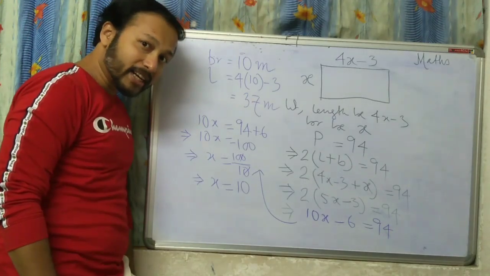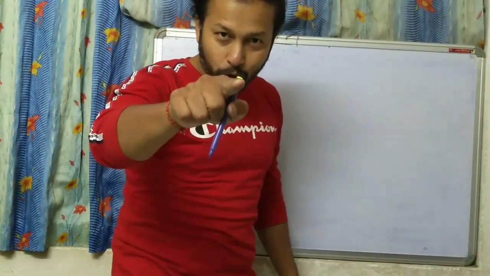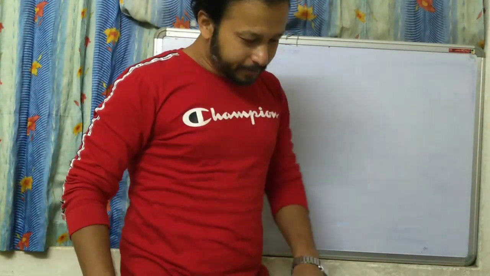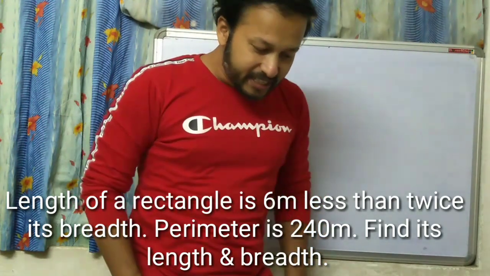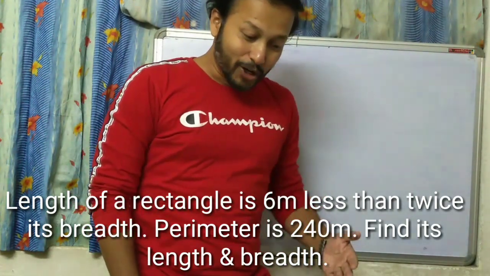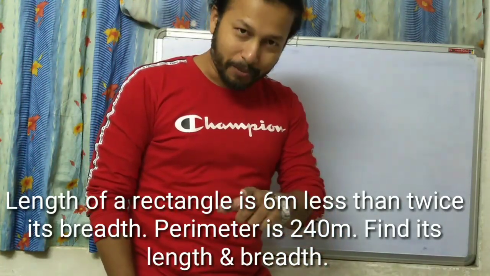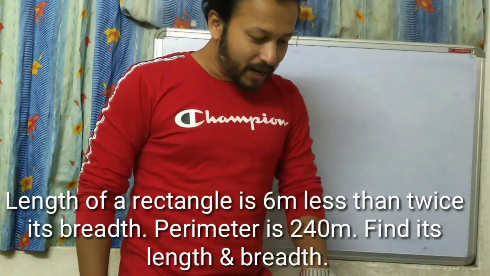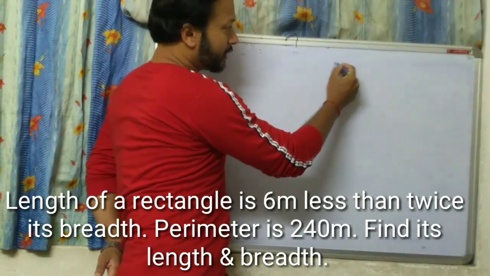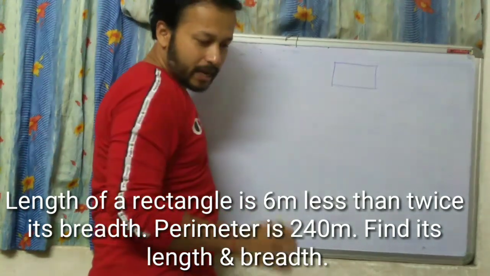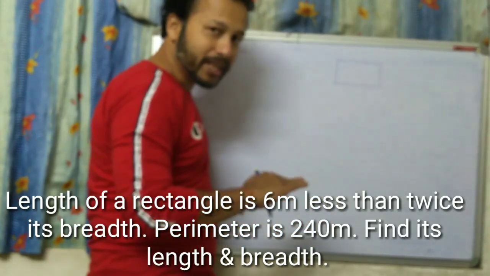Let us go for another example. Example number 3. First you read the question carefully. Third question is, length of a rectangle is 6 meter less than twice its breadth. It's almost like question number 2. See, length of a rectangle is, again we are drawing a rectangle. Length is 6 meter less than twice its breadth.